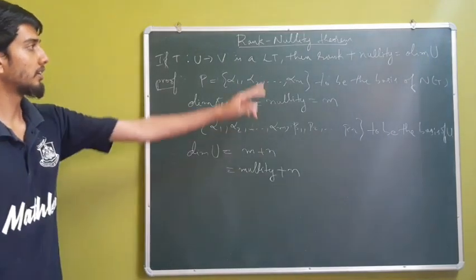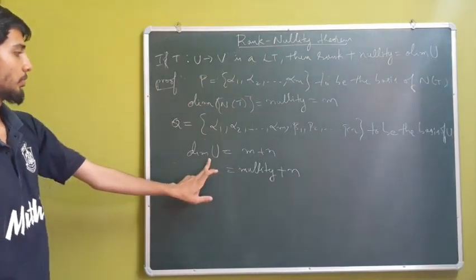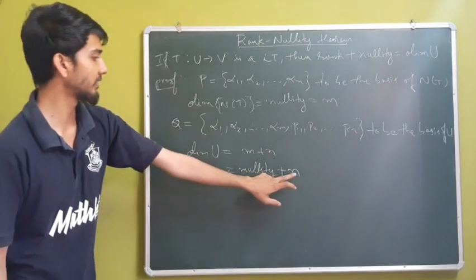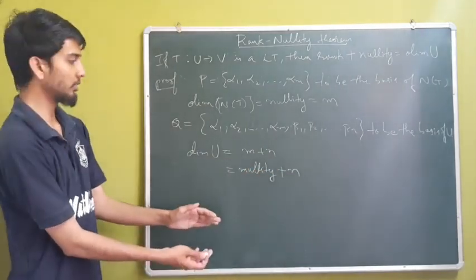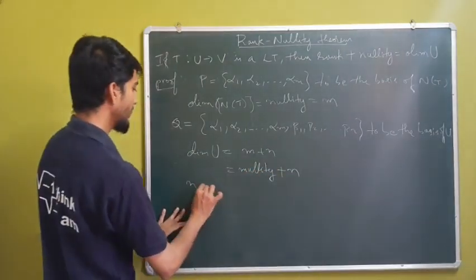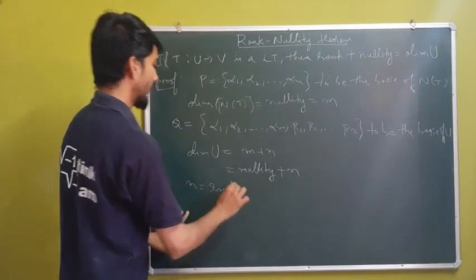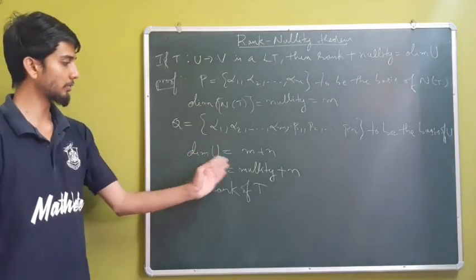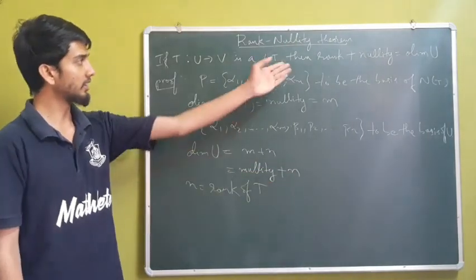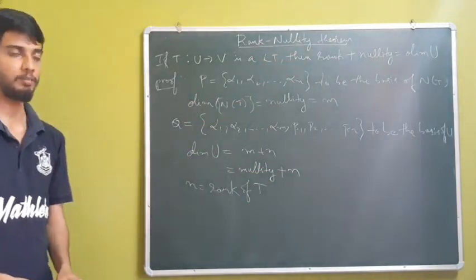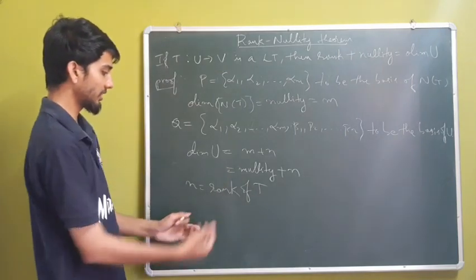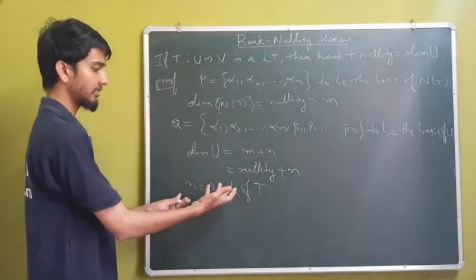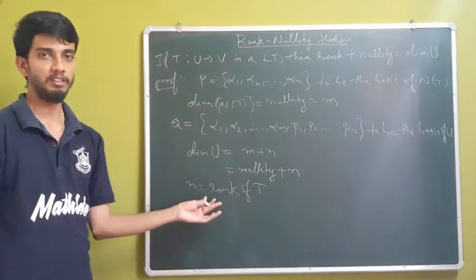What is to be proven? Rank plus nullity equals the dimension of U. So we have nullity plus n. Now the problem reduces to showing that n equals the rank of T, the rank of the linear transformation. We came at the dimension of U to be nullity plus n, and the thing to be proved is rank plus nullity equals the dimension of U. So we are left to prove that n is nothing but the rank of T.